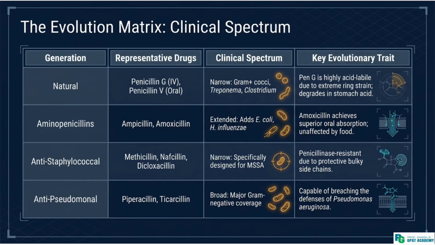Last are the beta-lactamase inhibitor combinations. Examples include amoxicillin plus clavulanic acid, ampicillin plus sulbactam, and piperacillin plus tazobactam. The inhibitors protect penicillin from the beta-lactamase enzymes.